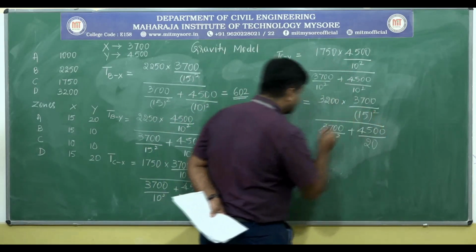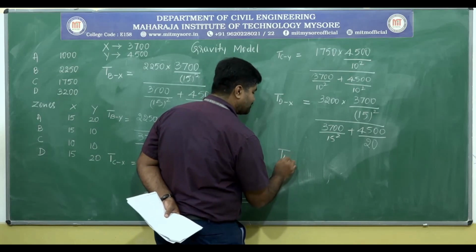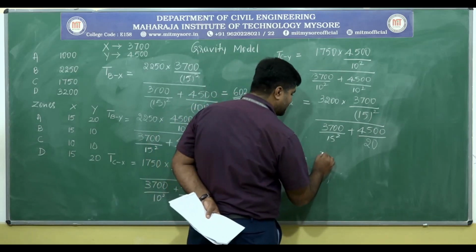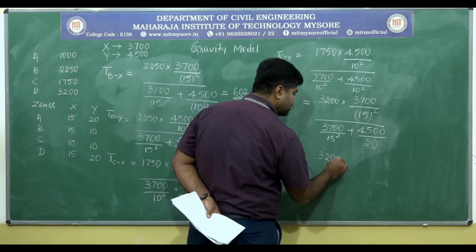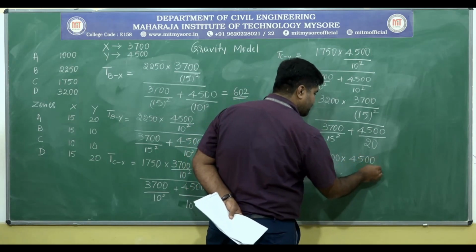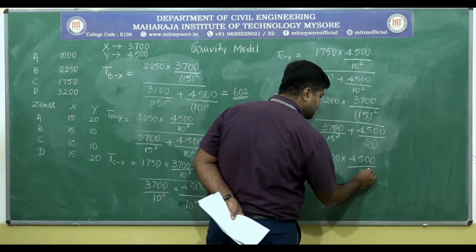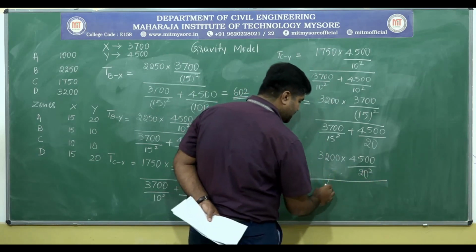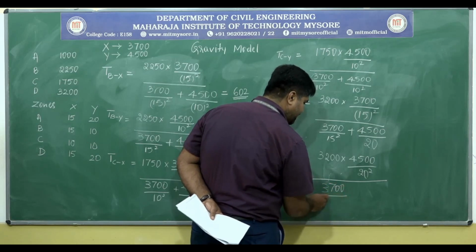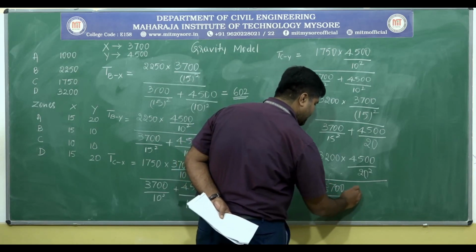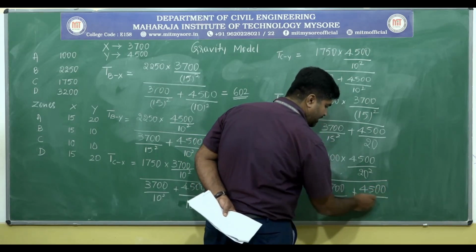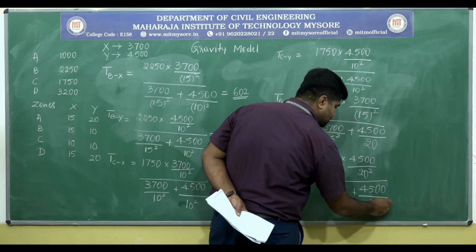Lastly, D to Y, trips between D to Y. From D it is 3200, for Y it is 4500. The time taken is 20, whole divided by the attraction, that is 3700 divided by 15 square plus 4500 divided by 20 square.